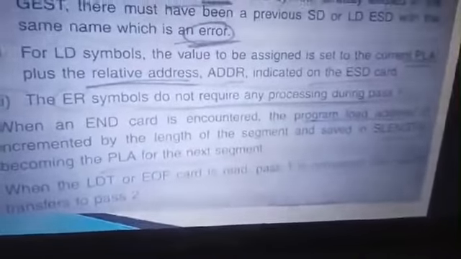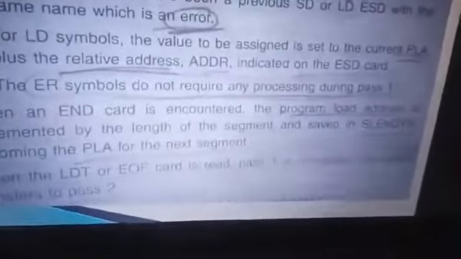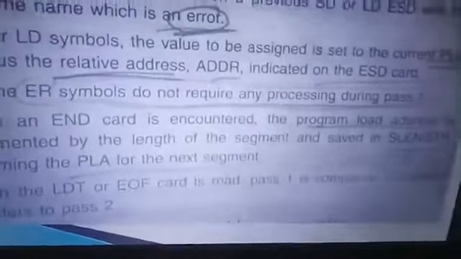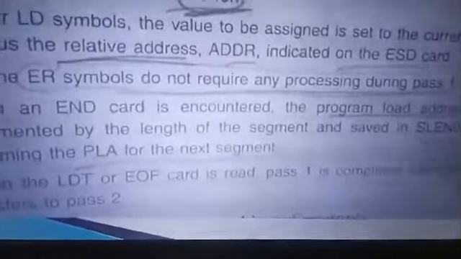If it is an end card, then get the length and add that length. We got this in the first segment's details. So 900 plus 41 is obtained at the end card. So 900 to 941, segment A is stored. And next, PAL is incremented to 942. When it is incremented, it is available for the new segment, for the next segment.